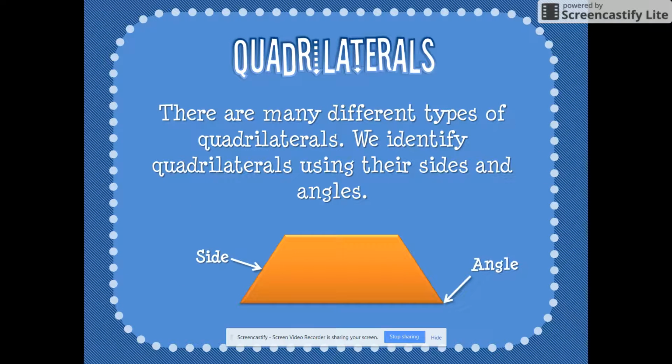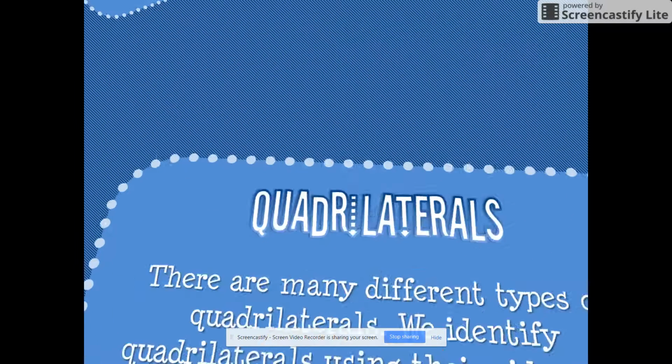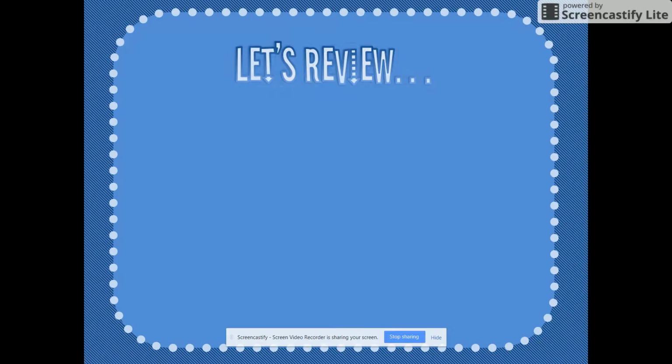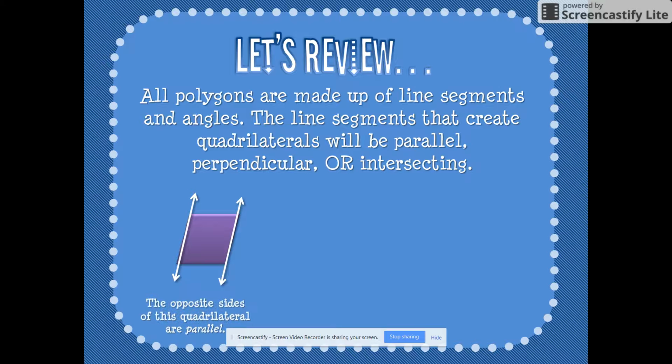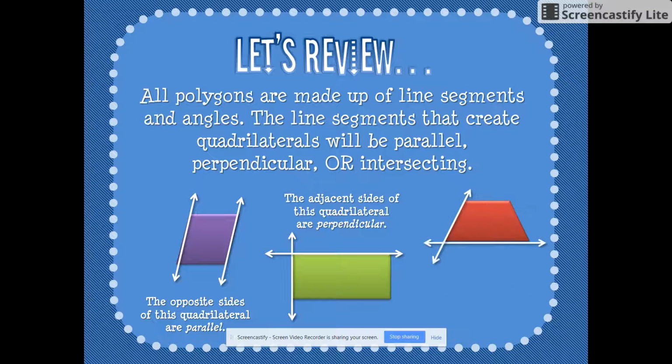So quick review. There are many different types of quadrilaterals. We identify quadrilaterals using their sides and angles. So obviously quad means four, lateral means sides. So anything with four sides. That was our first part of our question yesterday. What is a quadrilateral? And what are some characteristics or attributes? And that's where we had a really hard time. So we're going to spend a little time today going over that.